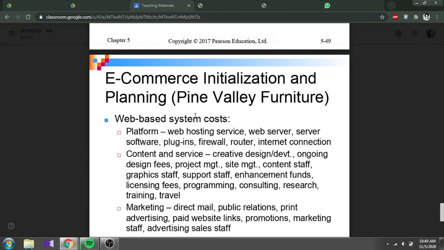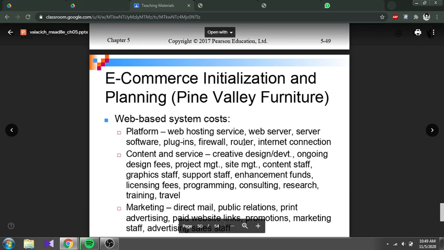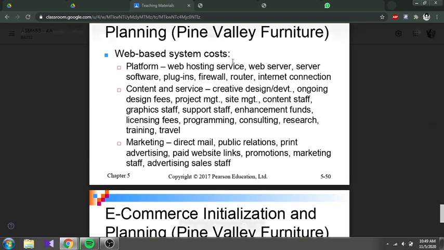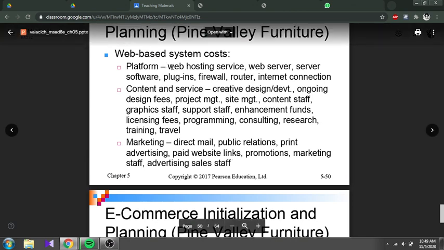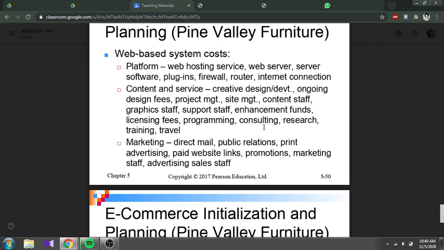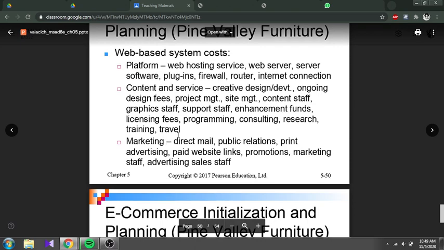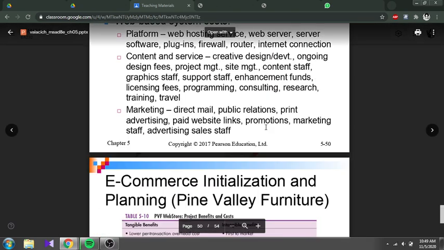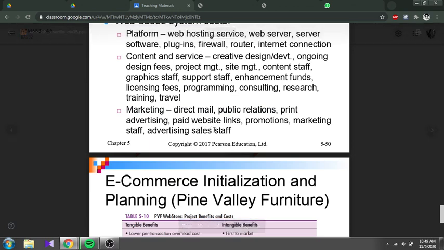And the last one is e-commerce initialization. I think this one is also not covered in our syllabus, but just for your general knowledge, you can read on this one. What do web-based system costs include? Of course the platform, which is the hosting server, and your content up to date, the day-to-day progress, your marketing, you have to update on the latest promotion, and also the latest information about your company.